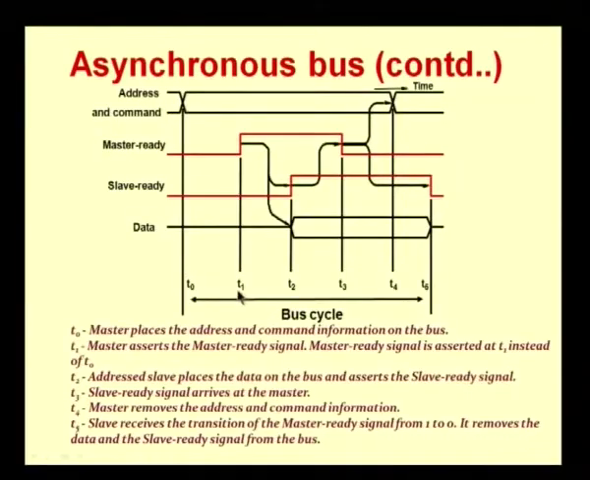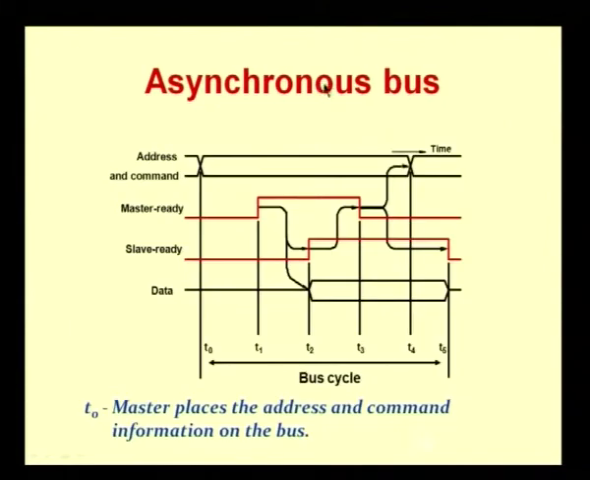So, let us look at how the entire series of operations will take place using the master ready signal and the slave ready signal. In addition to the master ready signal and slave ready signal, remember what we have are the address and command lines and the data lines. So, we need to understand how address and command is handled with respect to these master and slave ready signals. We will look at that.